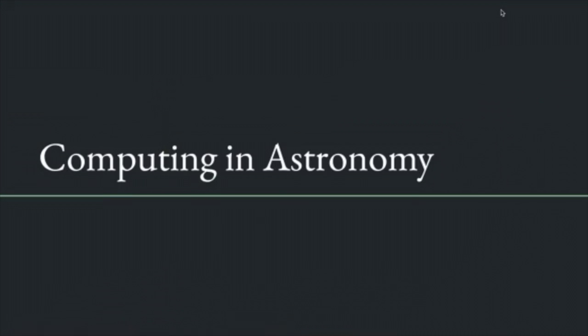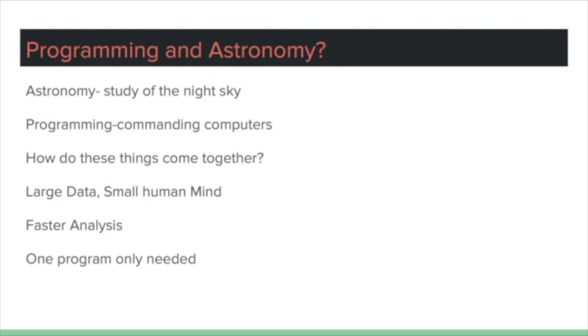In this course, you will learn how to combine programming and astronomy in order to compute data files and understand them, find objects, and you will combine computing and astronomy together to do your own scientific studies and compute data. So, programming and astronomy. Astronomy is the study of the night sky, as you know, and programming is commanding computers. Well, how do these things come together? The sky and computers are totally two different things.